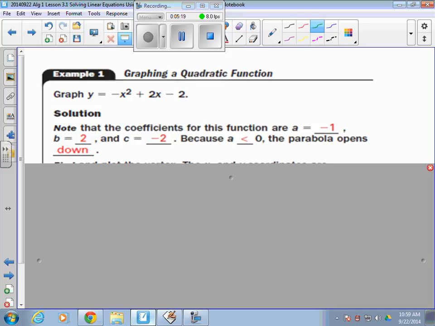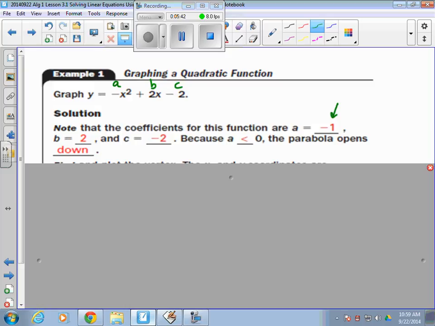So example number 1 is graphing a quadratic function. The first thing you want to do is make sure you have it in standard form. Does this say ax squared plus bx plus c? Sure it does. There's a negative 1 right there that's representing a. It doesn't have the 1 shown, but you have to know that that's negative 1.